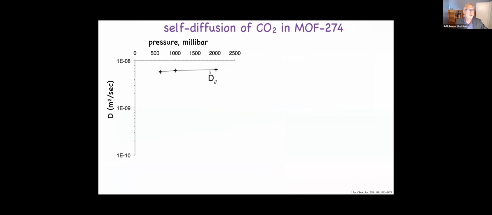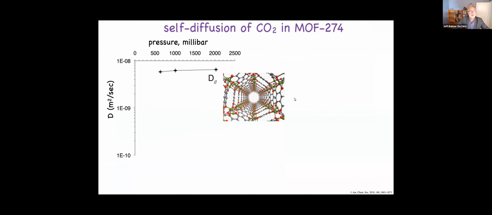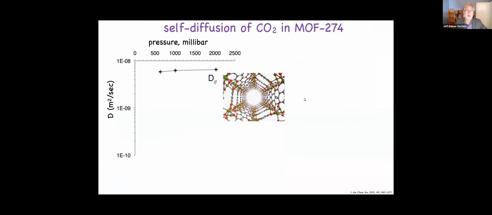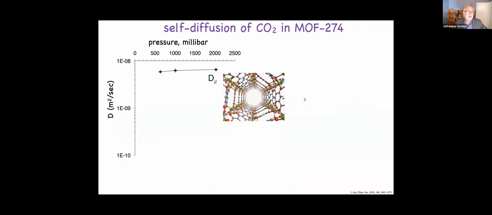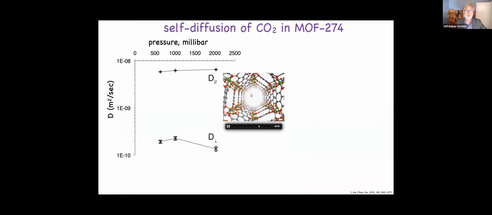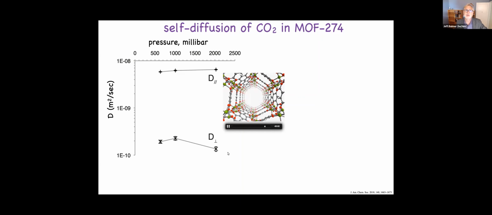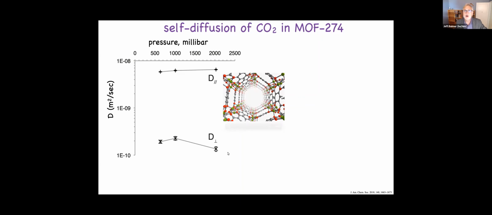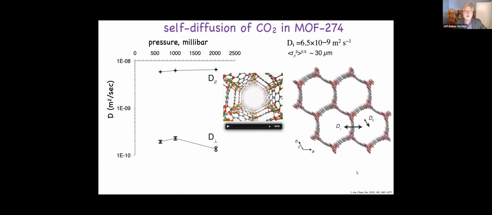And sure enough, as a function of pressure, you see that there's not much changing. And this is due to the fact that we're just looking at CO2 moving up and down these one-dimensional channels in this material. Surprisingly, we were able to discern that there's a diffusion coefficient of CO2 from one channel to another, a so-called perpendicular component. Various calculations and simulations show that in a perfect crystal, that should not be possible. And the magnitude of these differences is about 2 orders of magnitude different.